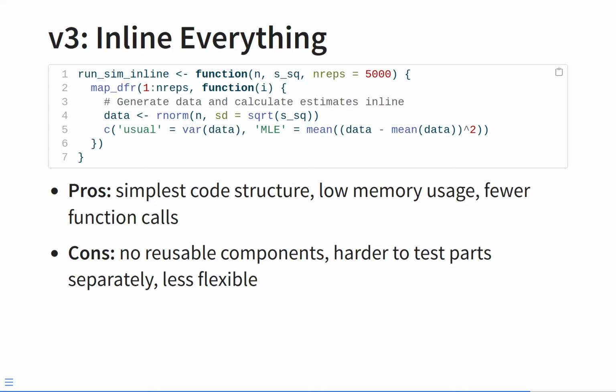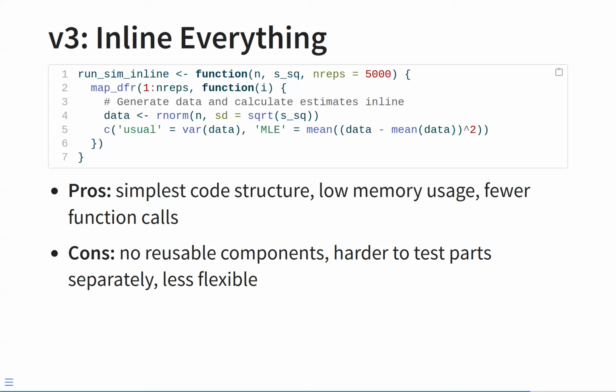There's not a lot of lines of code. It's low in memory use. There's very few function calls, and it does the job. The downside of this is that none of the components are reusable. If you look back to the previous 2 versions, there were lots of functions, for example to get the estimates, that we could have reused in other studies or in other examples. Here, it's completely bespoke to this case, and there are no functions besides the one that runs the simulation itself. This also makes it much harder to test and debug. It's a lot less flexible.